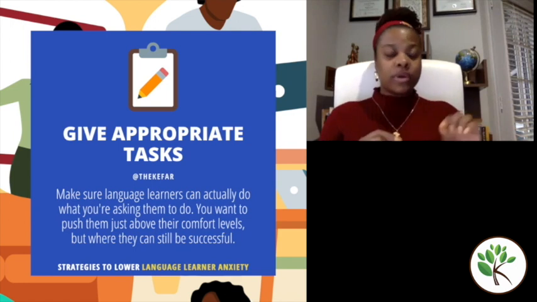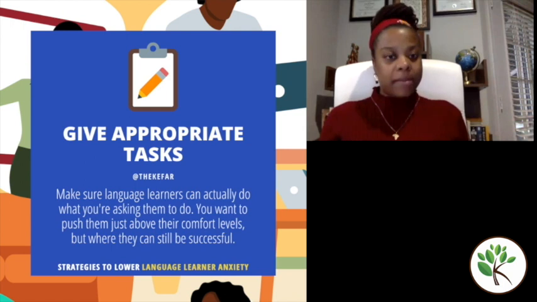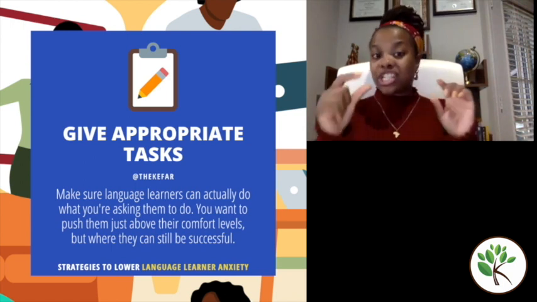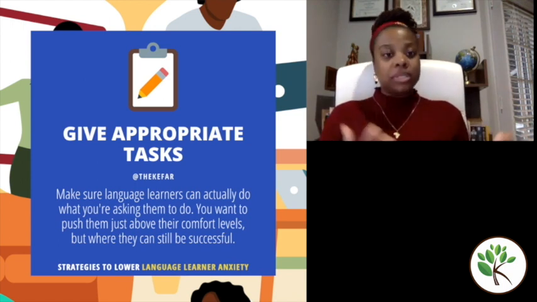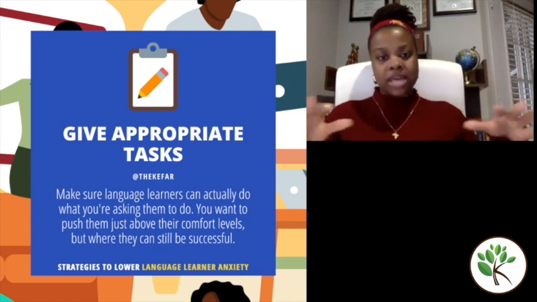Of course, you always want to provide a little bit of a challenge. You want to push them a little bit because that's where the learning happens. But you want to find that balance of giving a little bit to where they're challenged, but they can still complete the assignment, versus giving something that's completely inappropriate in terms of their language abilities at the time.